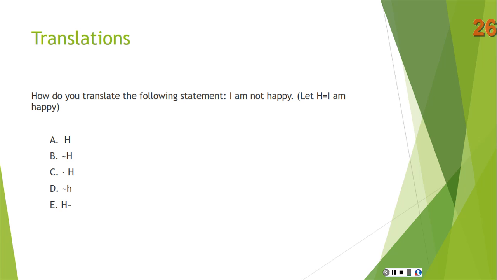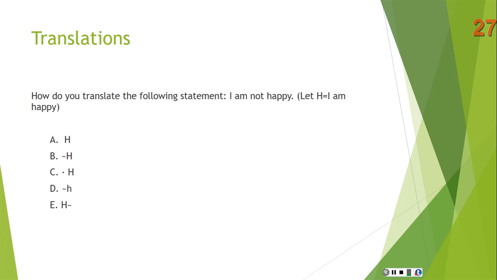B, you've got the tilde, and then you've got the H. That translates I am not happy. Tilde is used to translate not. The H is used to translate I am happy. Dot H, that's not it either. The dot is the conjunction, not the negation.